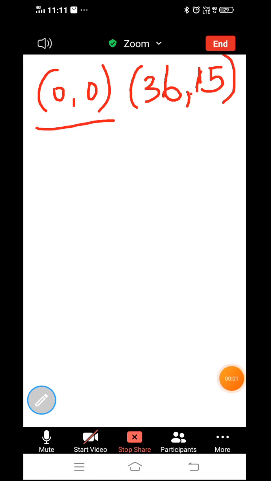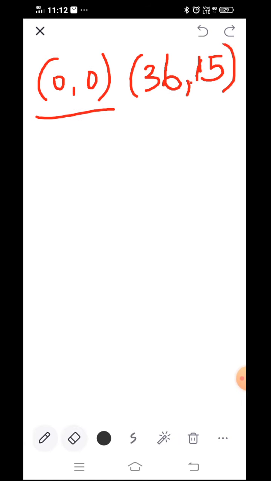Okay children, now we will see the second sum. So this is the second question. When you see that one point's coordinates are 0, 0 like this. Suppose here the coordinates of the first point are 0, 0 and the second point has x coordinate 36, y coordinate 15. That time we can use the second formula. The formula is distance is equal to root of x square plus y square.